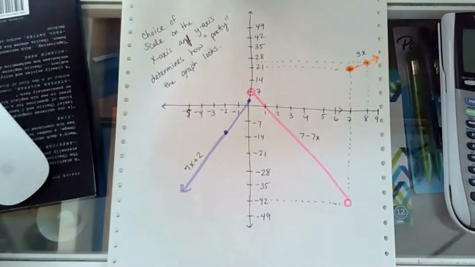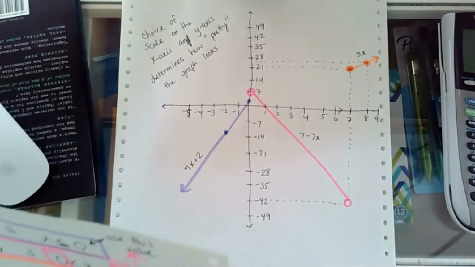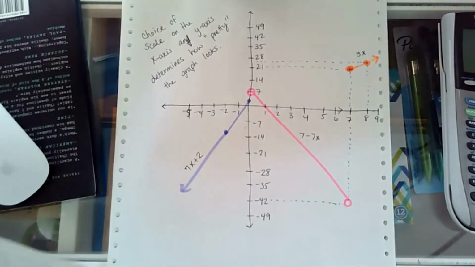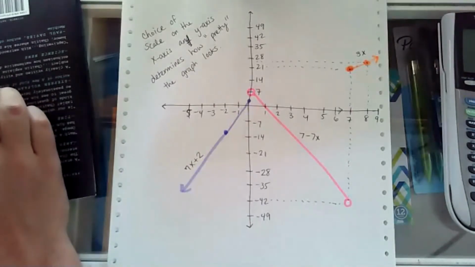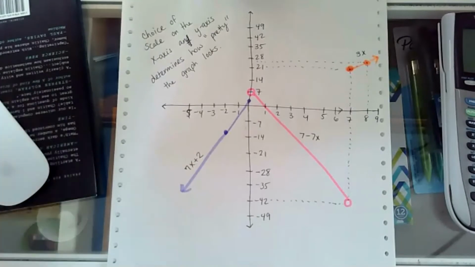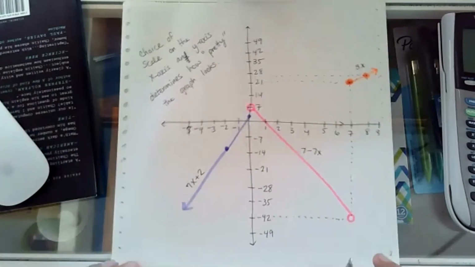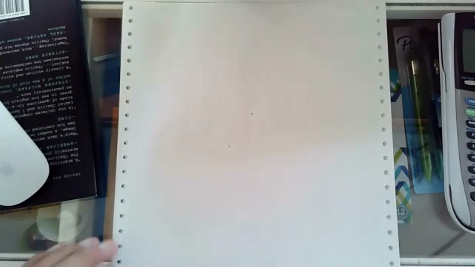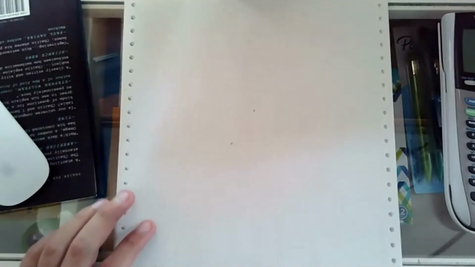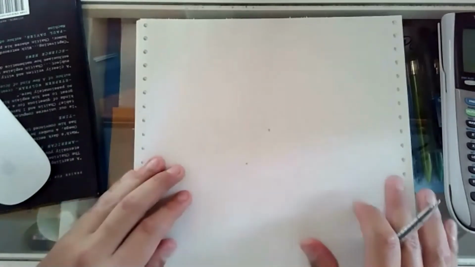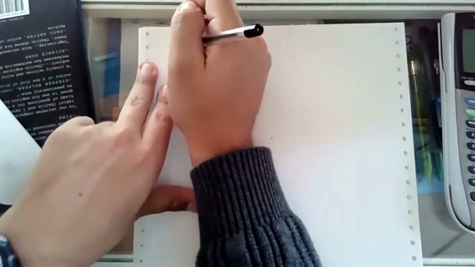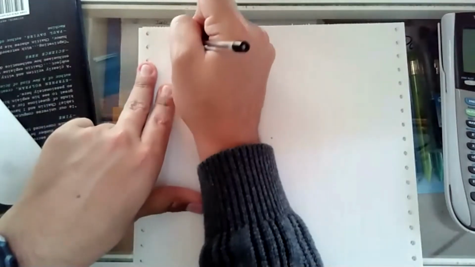Okay. Does anybody have any questions? I know that was sort of a roller coaster ride. Okay. Well, this is what I want you guys to do. I'm going to give you a different piecewise function, and I want you to graph it. So take some time and graph this thing.